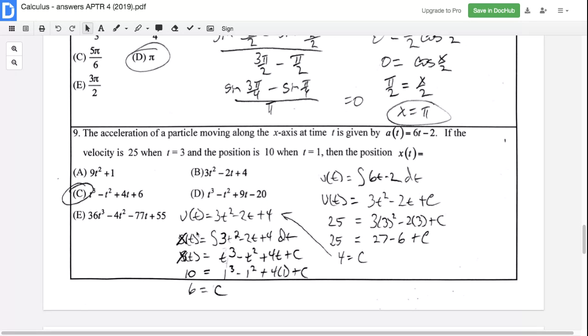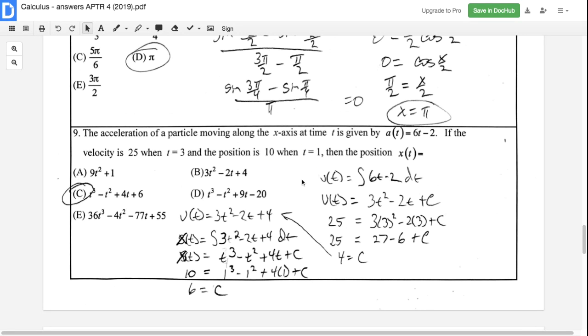Now I want to integrate velocity. So if I integrate velocity, I get position. I marked it as s first, but then I noticed that they're saying position is x of t. So if I integrate this, I get t cubed minus t squared plus 4t. Don't forget the plus c.